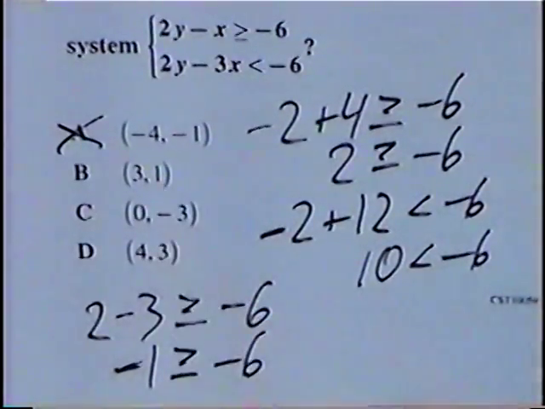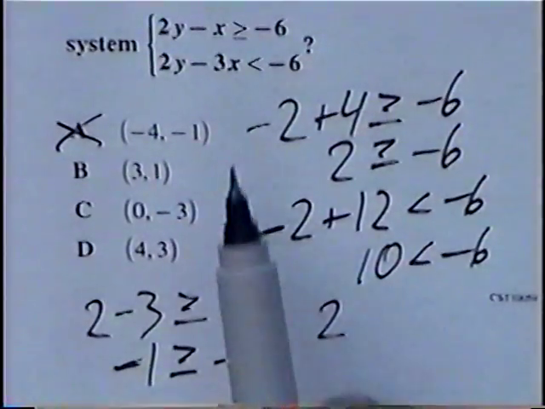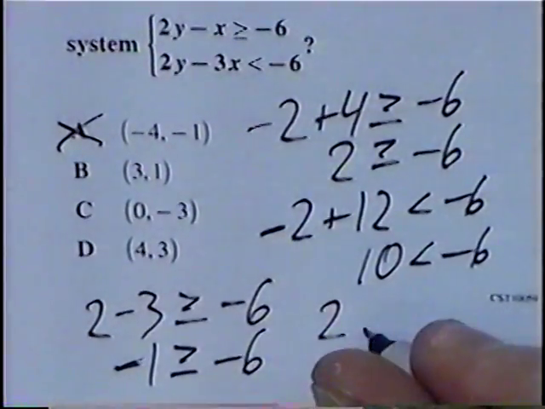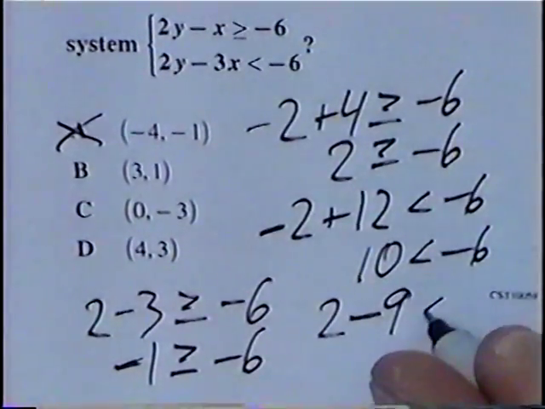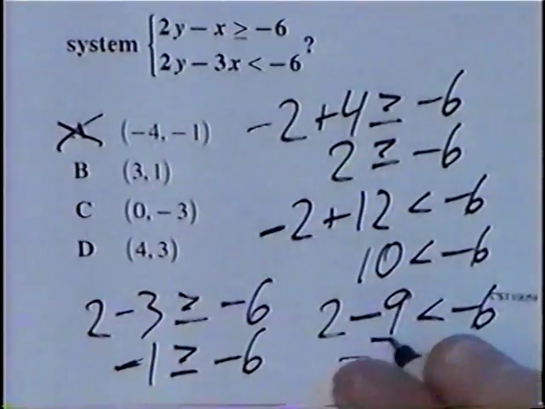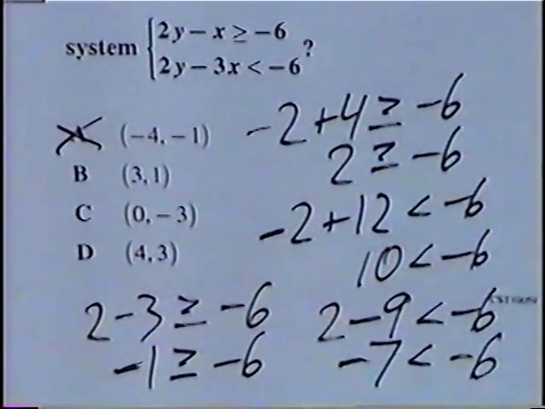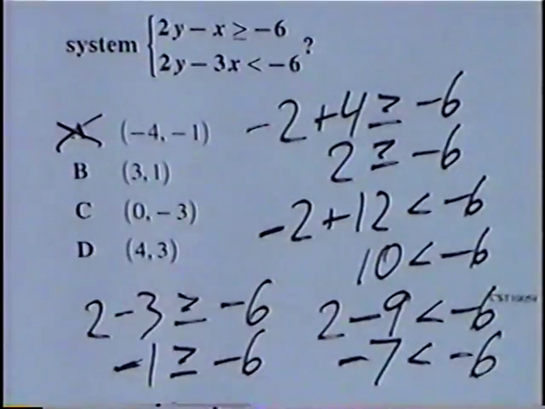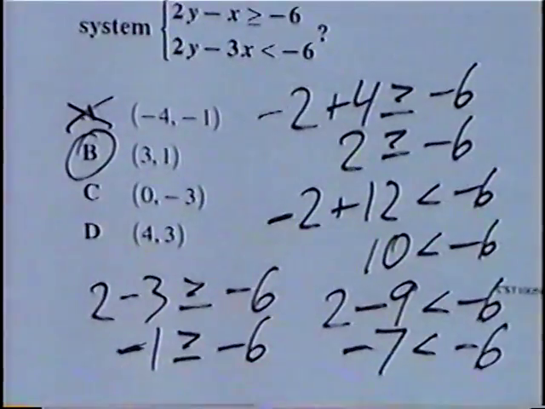2 times y, or 2 times 1, would be 2. Negative 3 times a positive 3 would be minus 9, less than negative 6. 2 minus 9 is negative 7. Negative 7 is less than negative 6. So point B works for both inequalities, so the answer would be B.